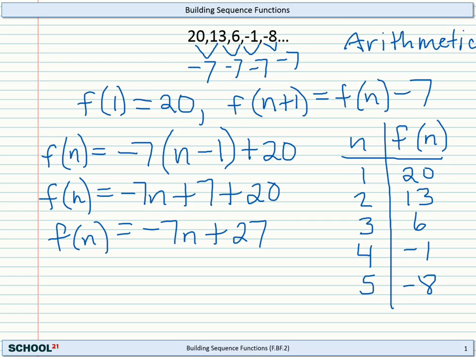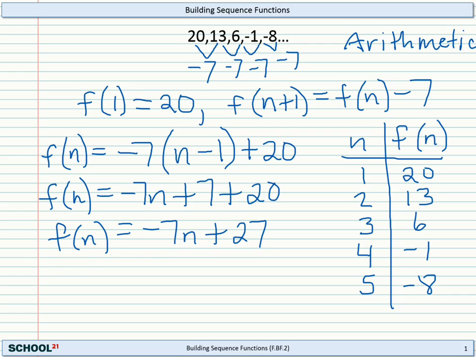Okay, now does this make sense? Well, let's test it. Let's put 1 in for n and see if we get 20 out. So negative 7 times 1 would be negative 7 plus 27 gets us 20. Let's try 2. Negative 7 times 2 is negative 14 plus 27 gives us 13. So it looks like this definition is working.